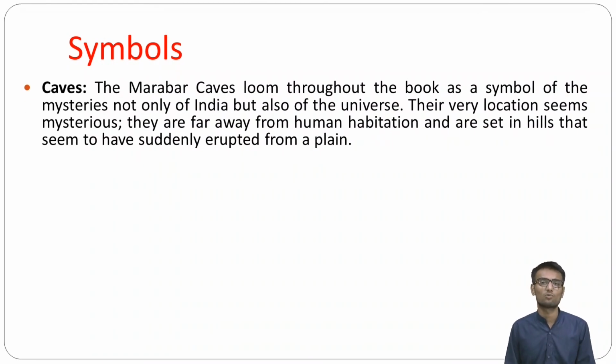Now let's look at the symbols that the novel has. The very first is caves. The Marabar caves loom throughout the book as a symbol of the mysteries not only of India but also of the universe. Their very location seems mysterious. They are far away from human habitation and are set in hills that seem to have suddenly erupted from a plain. The caves remain a mystery. They seem to symbolize all that remains unknown and unknowable in the world. Even to the most rational and scientific of minds, the eye cannot really see them. Even when someone lights a candle inside, only the flame is visible, and the mystery of what happened to Adela in the Marabar caves is never cleared up. Rational people can speculate, but they can't know.